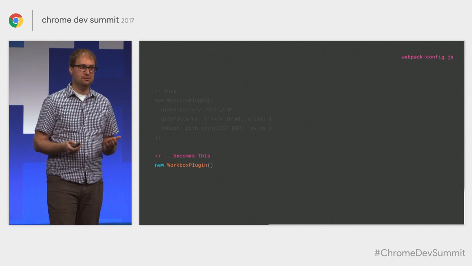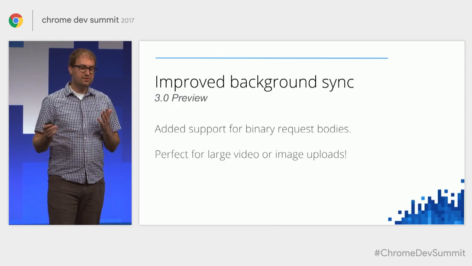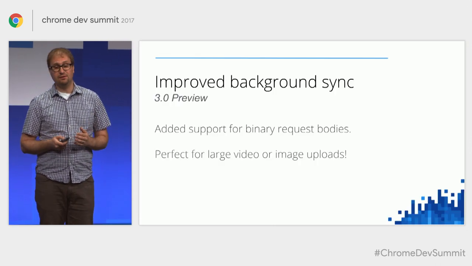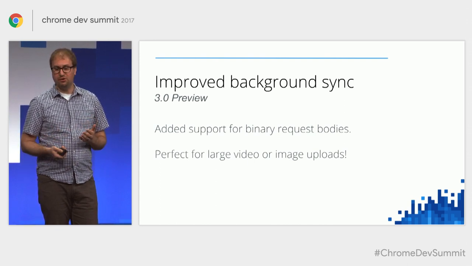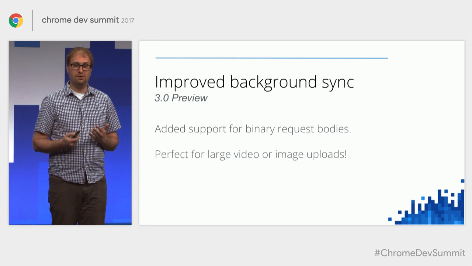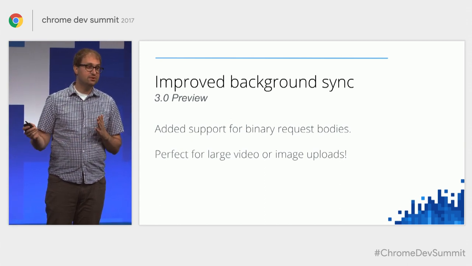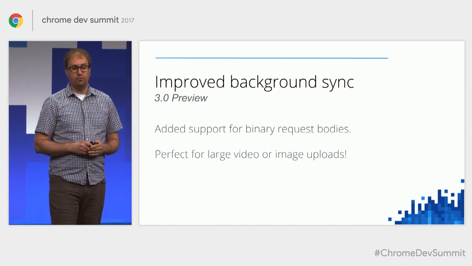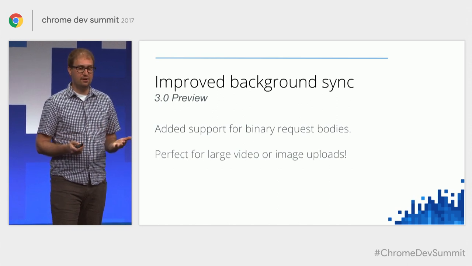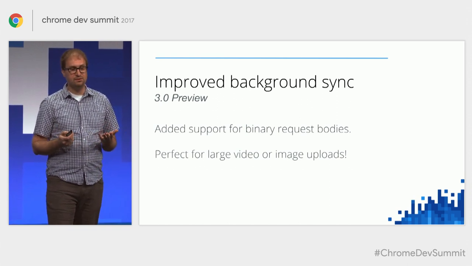like runtime caching. We've also put some work into the existing background sync library. It makes it easy to queue up and retry requests that require a network connection when you're offline. And new in version 3.0 is support for binary request bodies, which is perfect for retrying uploads of videos, images, or other rich media.